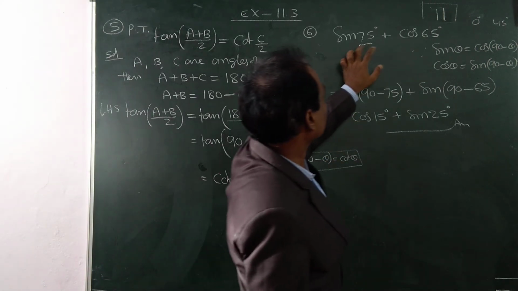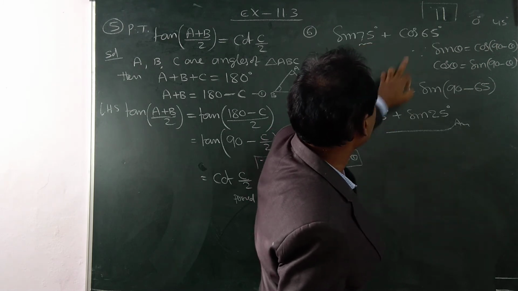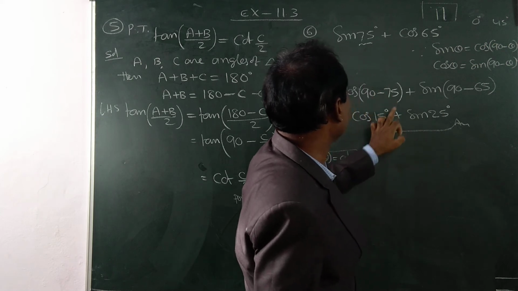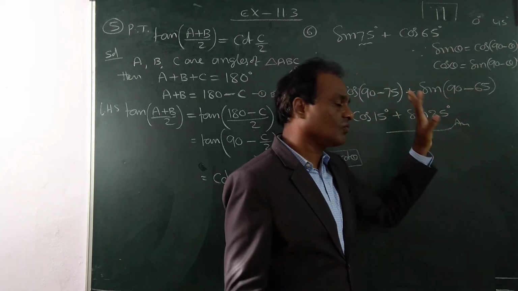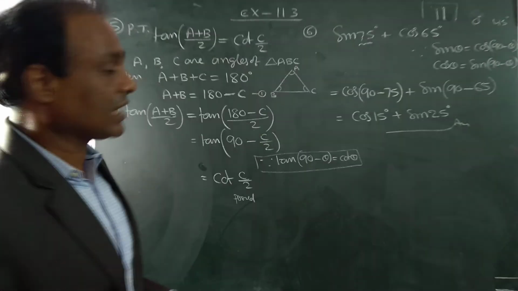For that I used these two formulas. Sin theta is cos 90 minus theta. Cos theta is sin 90 minus theta. 90 minus 75 is 15. 90 minus 65 is 25. So this exercise is over. So you just practice it. Write down.